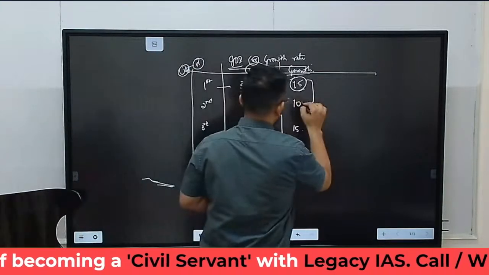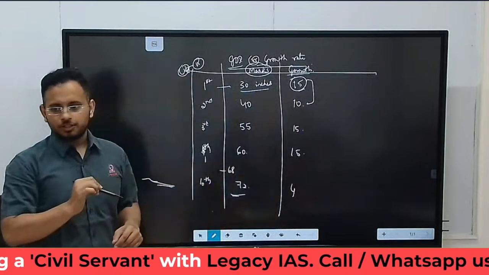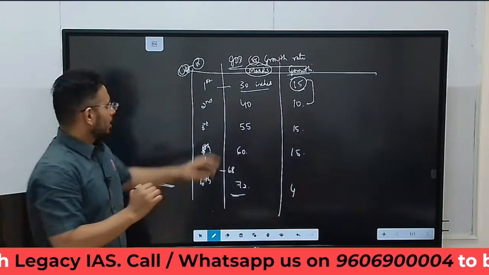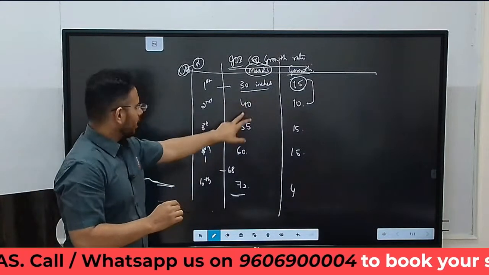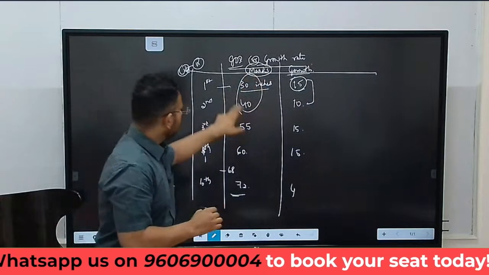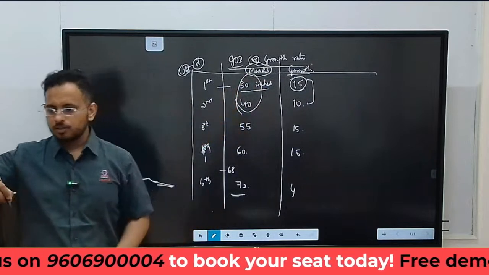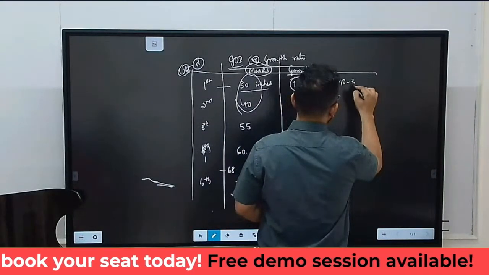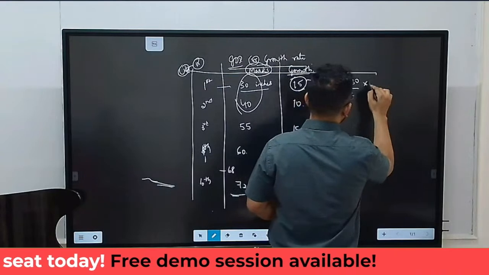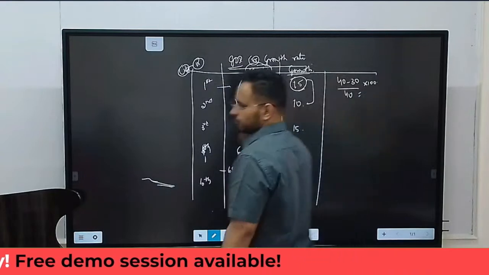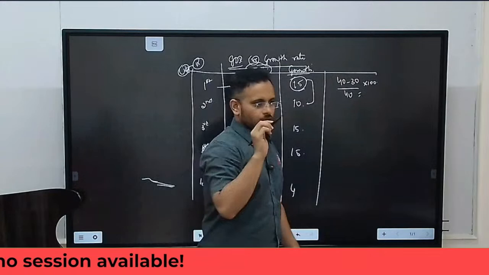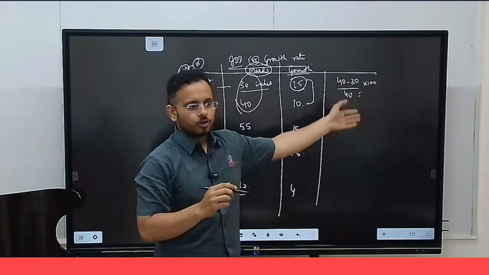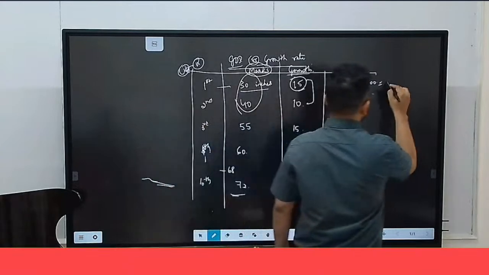15 to 10. How do you calculate the percentage? The height was 30, height became 40. What is the percentage? Use your calculators. How do you calculate the percentage? 40 minus 30 divided by 40 into 100. 40 minus 30 is 10. 1 by 4 into 100. 1 by 4 is 25. 25%.